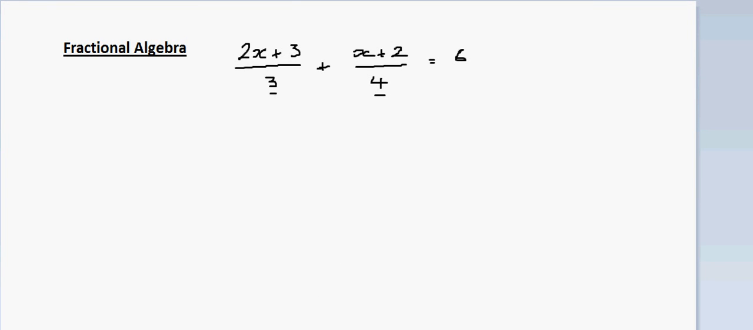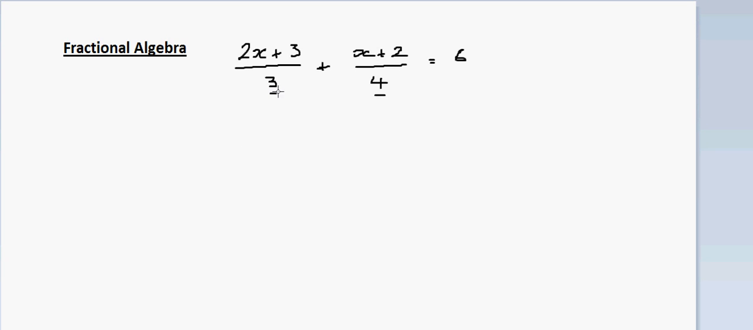Okay, so fractional algebra. If we're going to solve this equation, we've got thirds and quarters. Now, just like any other fraction, we've got to convert them to the same type of fraction. Even though we've got x's and numbers up here, we don't panic. We just turn them to the same type of fraction.